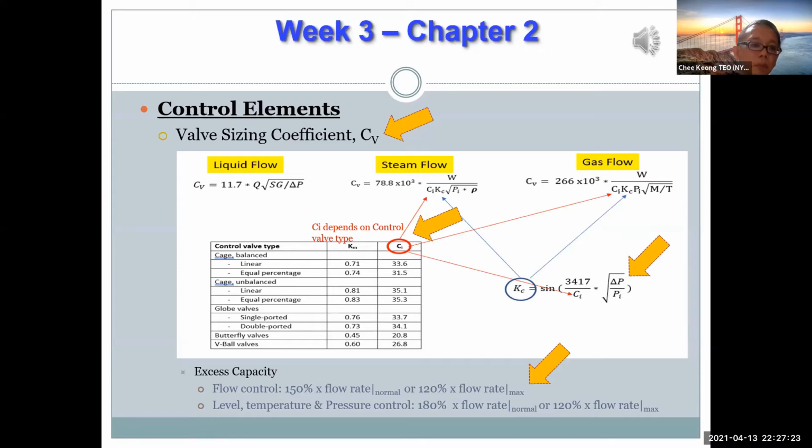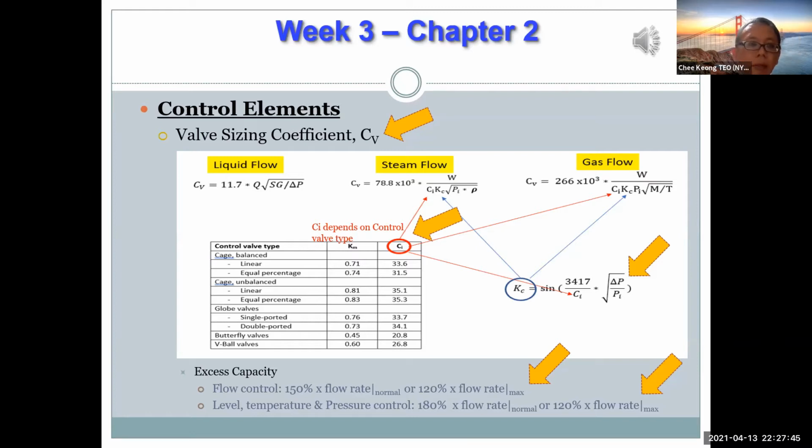This is to take care of sudden increase in load or expansion due to temperature changes. Generally for flow control we use 150% more to the flow rate. Whereas for the rest of level, temperature and pressure control we will use 180% more for the flow rate.